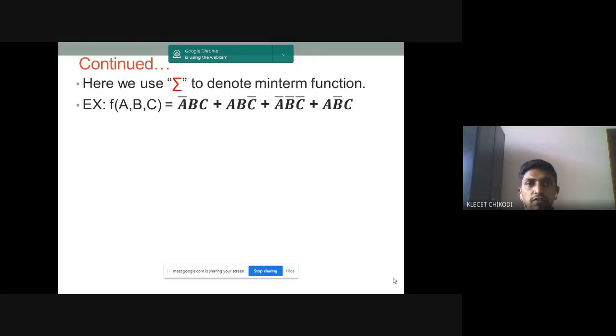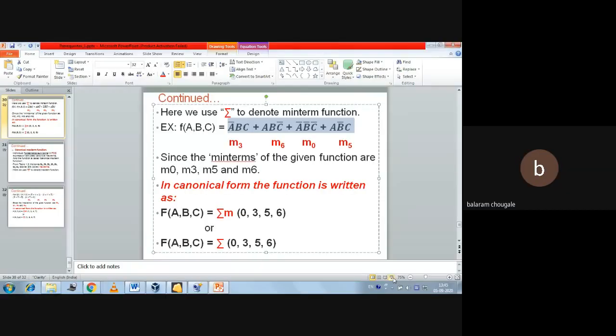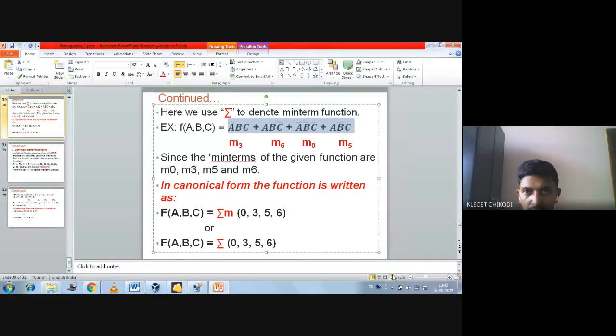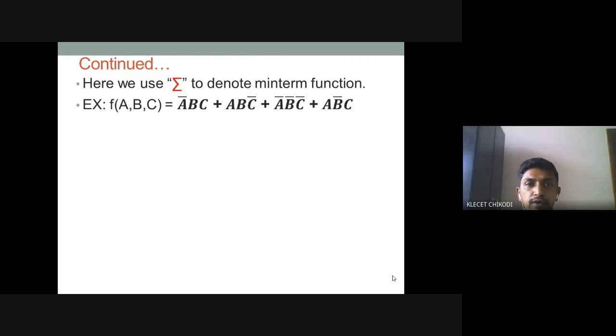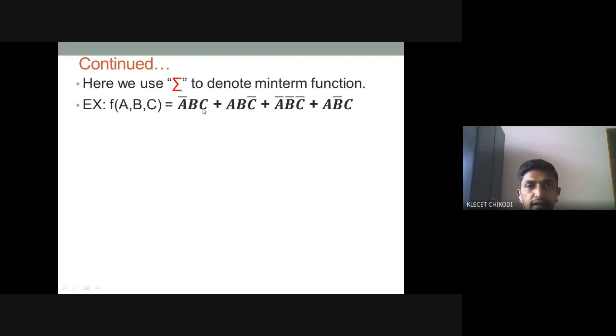Anybody? For A bar B C. Okay. For A bar B C, what will be the respective min term for this one? I'm asking. M3. It will be M3, right?